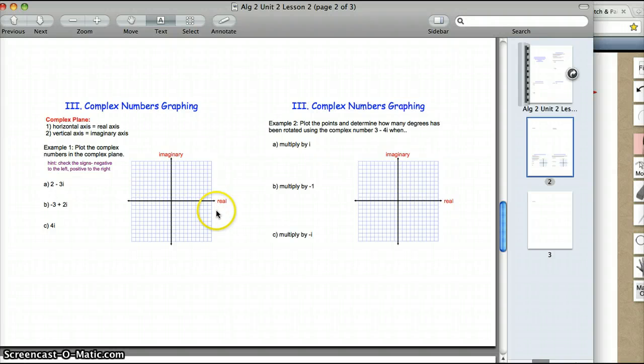Now, the reason why is because, again, it needs to be put into standard form, and standard form is a plus bi. So here we've got a is always real numbers, and bi is always imaginary numbers. And the x is your a, and your y is always imaginary. So that's why your x-axis is real and your imaginary is y.